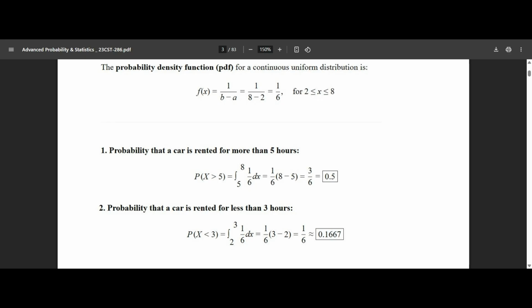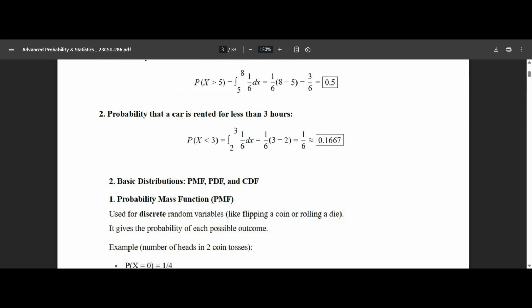And for the car being rented less than 3 hours, now 3 is the higher limit, and for less than, what will the lower limit be? The lower limit of the entire question, that is 2. So the overall probability is the integration from 2 to 3 of f(x) dx, where f(x) is 1/6. So P(x < 3) = 1/6, or 0.1667.